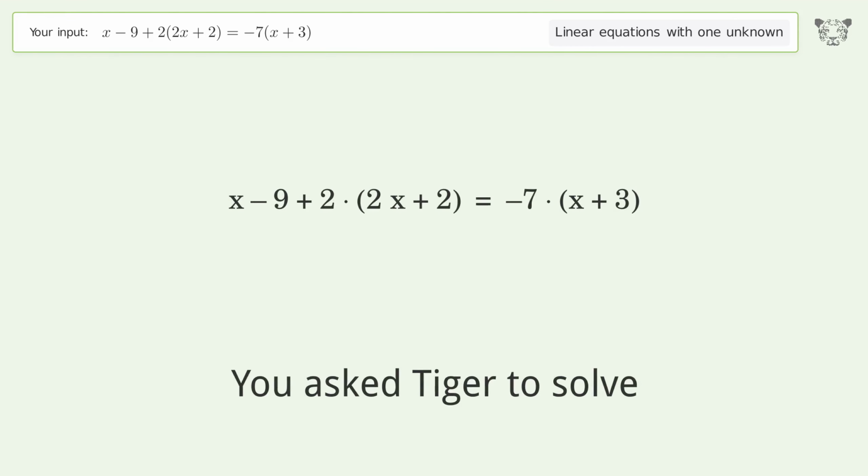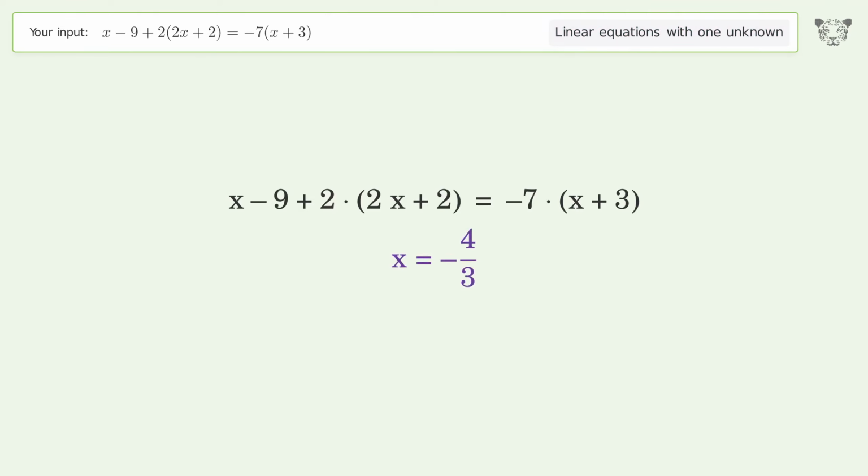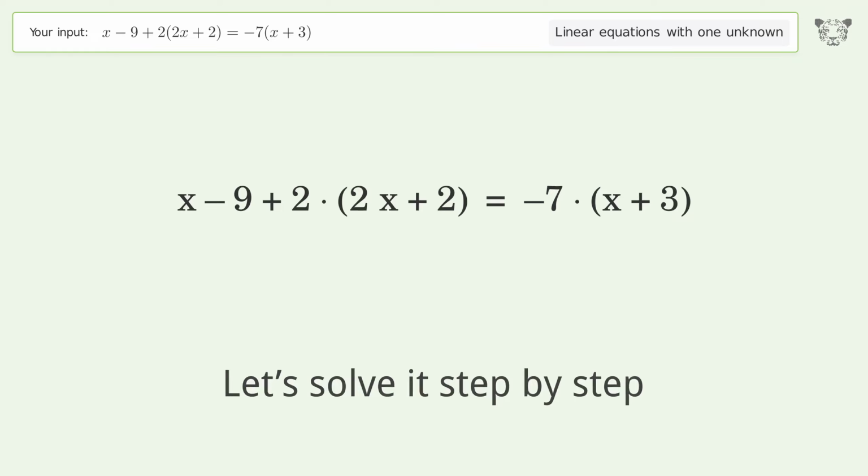You ask Tiger to solve this. This deals with linear equations with one unknown. The final result is x equals -4/3. Let's solve it step by step.